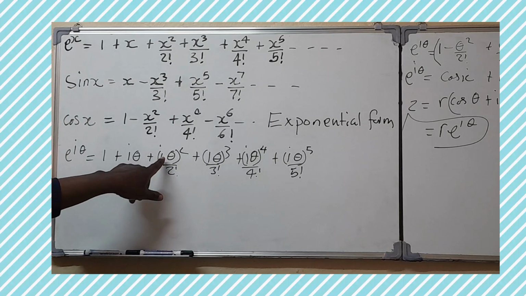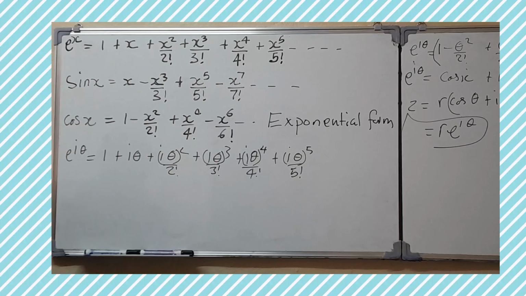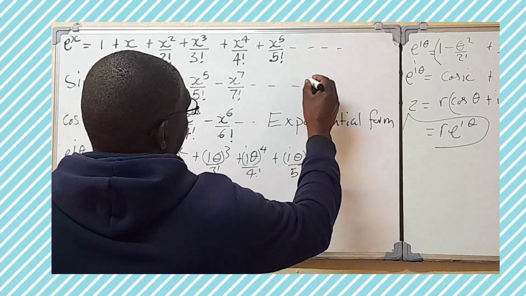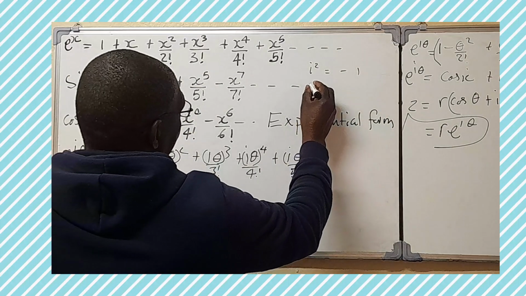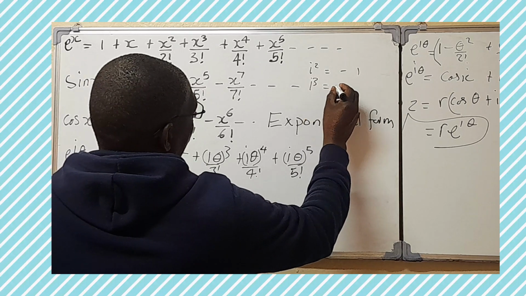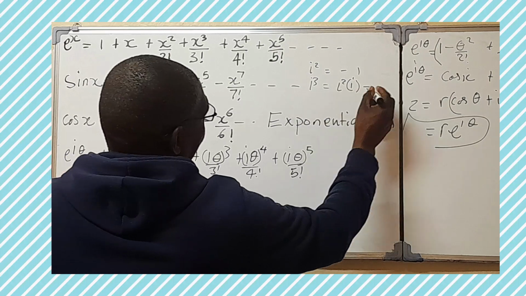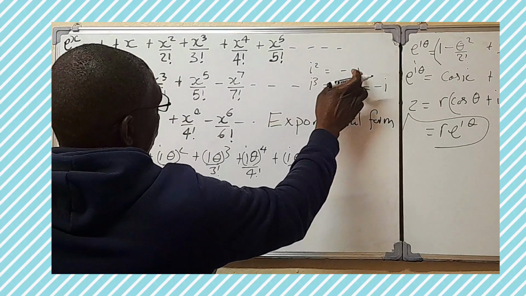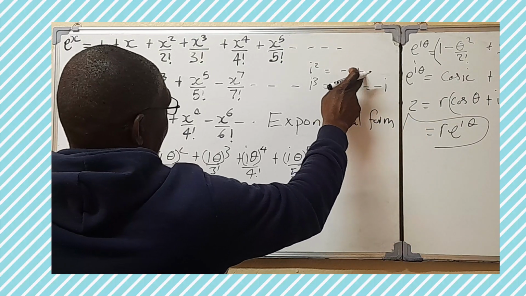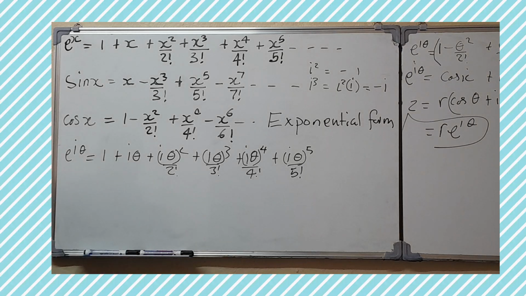So here we will have a minus 1 multiplied by theta squared. When I is cubed, let's just do a little calculation here. We said I squared is equal to minus 1. I cubed is equal to I squared multiplied by I, which is minus 1 times I, so that gives you minus I. I to the power 4 will be I squared, which is minus 1, times I squared, which is another minus 1, so that becomes a positive 1. So with that in mind, let us deal with these terms here.